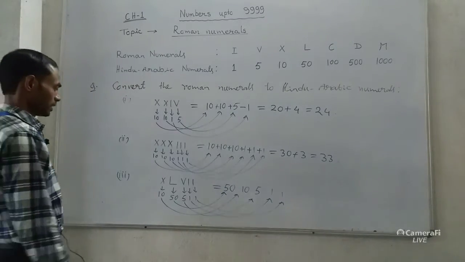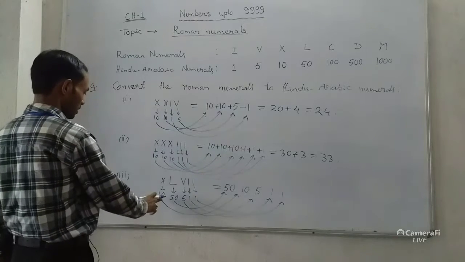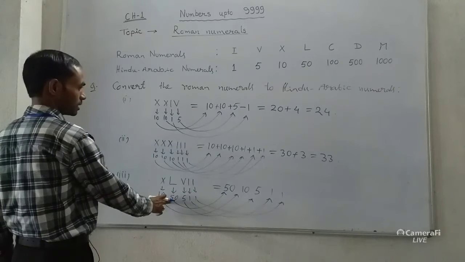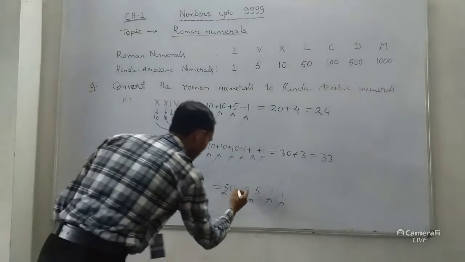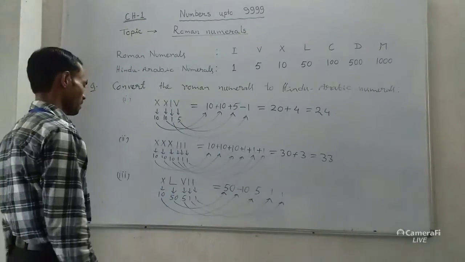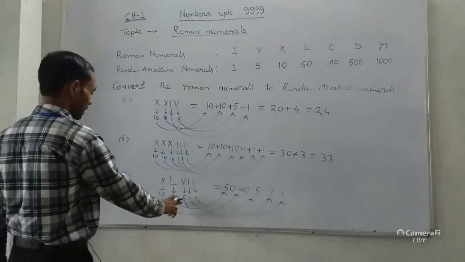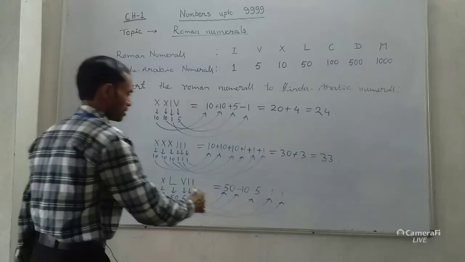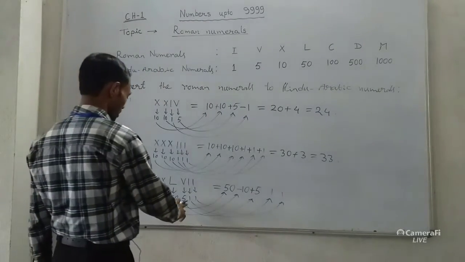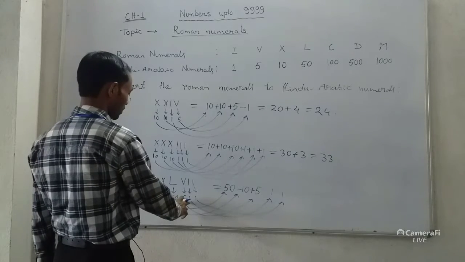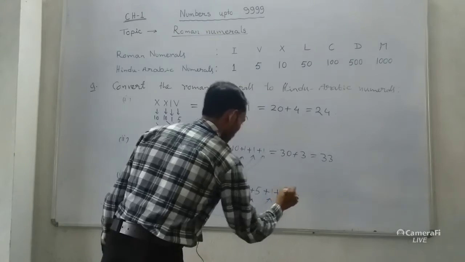Okay. Now check it. First 50 has come, but after that there is 10, and 10 was on the left side of 50, a smaller value on the left side of the higher value. So there will be subtraction. Now 5 is coming after 10 and 5 lies on the right side of 10, so there will be addition. Next after 5 there is 1, and 1 comes after 5, so plus again, plus 1.